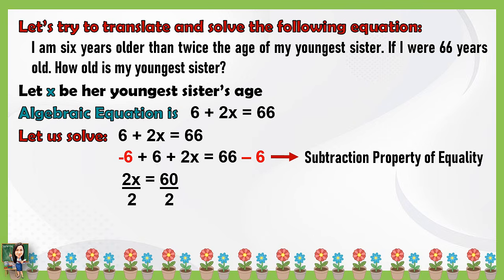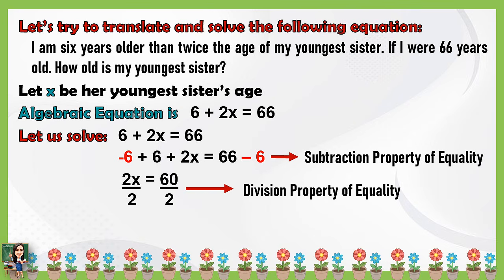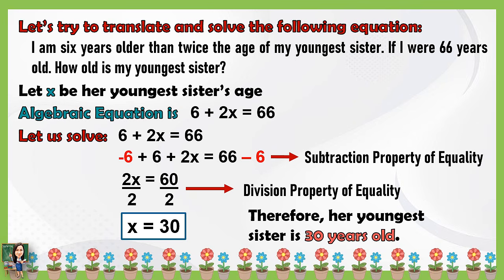So 2x equals 60. Then divide both sides by 2. This is division property of equality. Cancel 2 divided by 2. The remaining is x. Then 60 divided by 2 equals 30. So the answer is x equals 30. Therefore, her youngest sister is 30 years old.